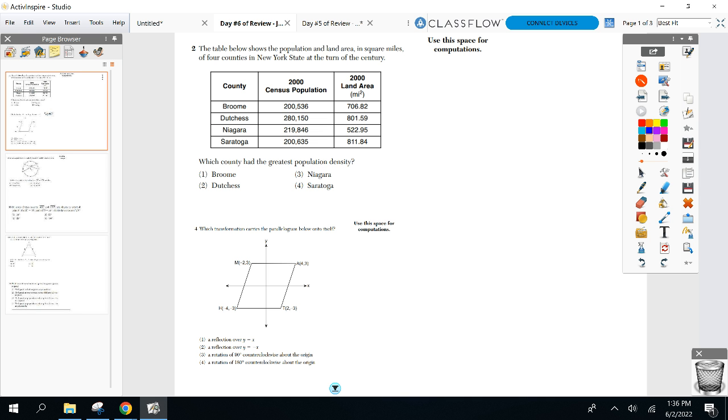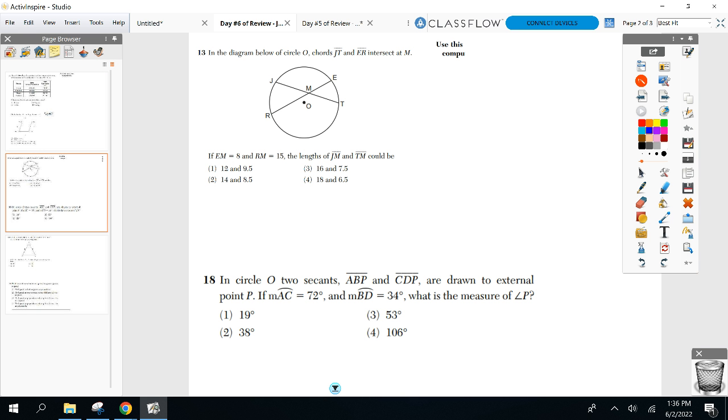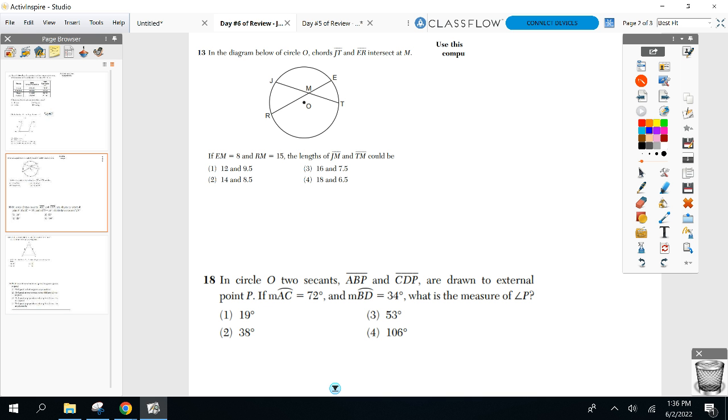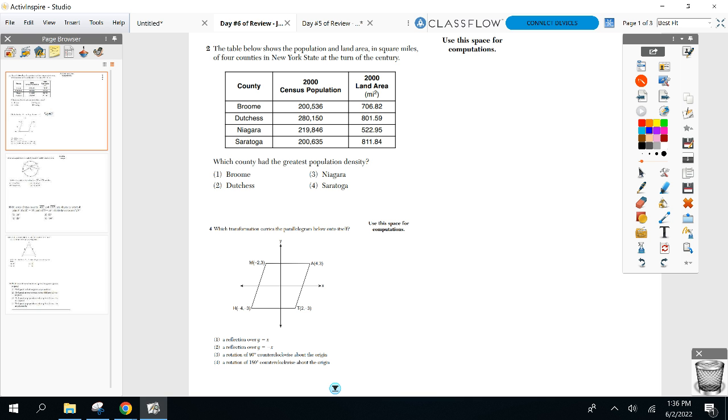So about 150-ish, 151, 152, we'll come back together. All right, you're doing the following for me. Numbers 2, 4, 13, 18, and 23 and 24, the last two. So again, 23 and 24, 13, 18, 2, 4.